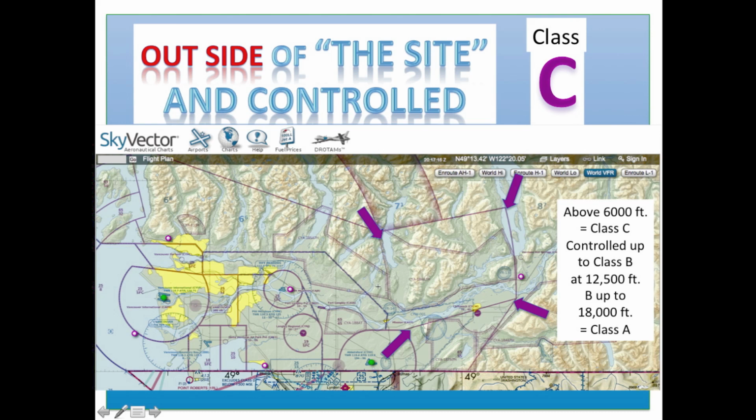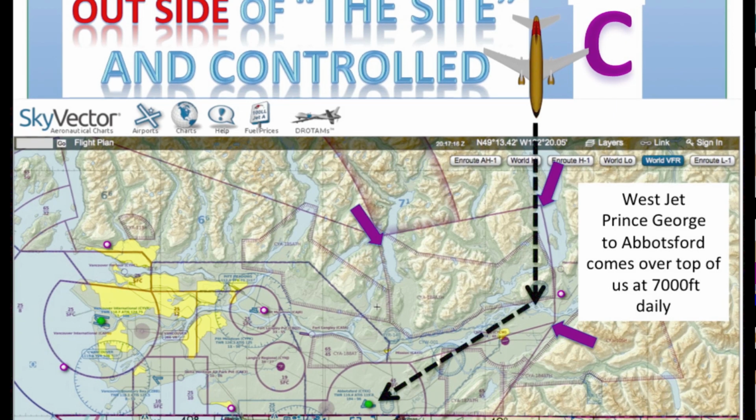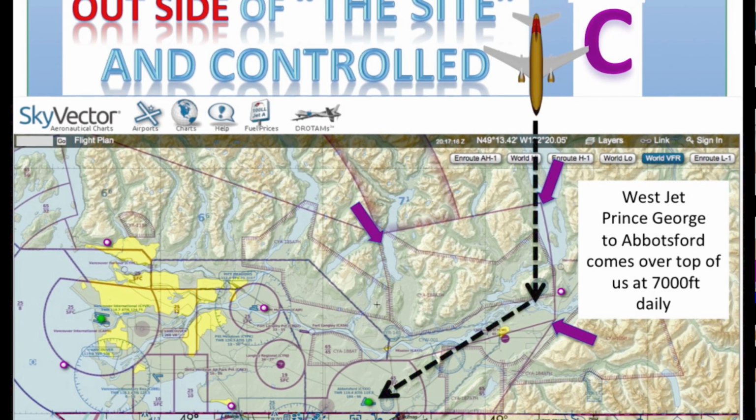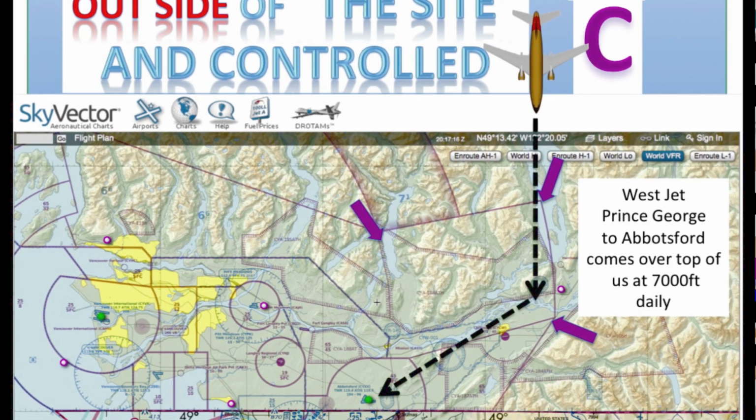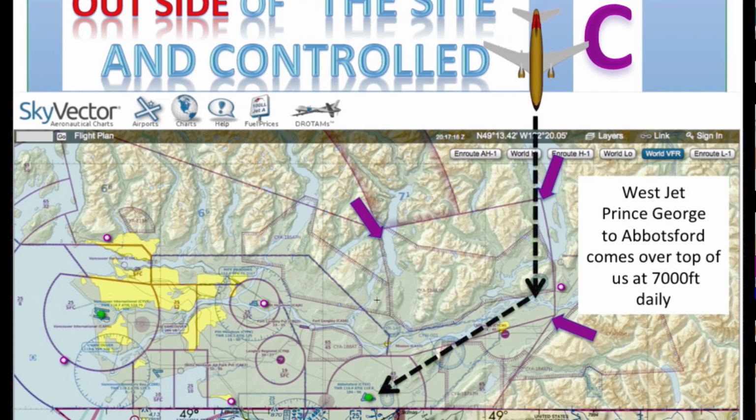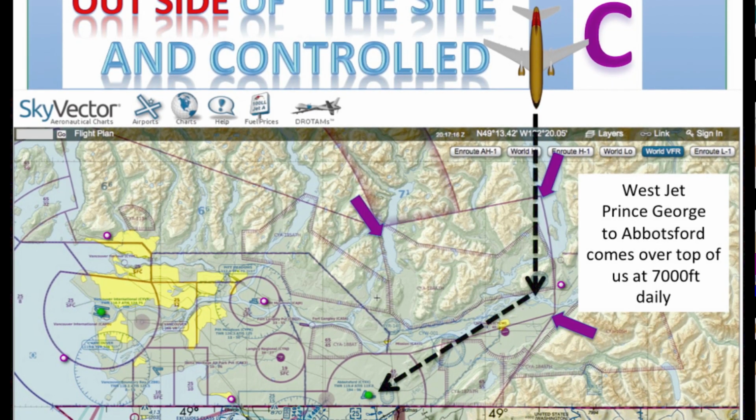Now I can hear you asking, why would they put a Class C right above our CYA? Well, ladies and gentlemen, fellow pilots, we happen to have WestJet from Prince George to Abbotsford coming right over top of us at 7,000 feet daily, right down through the valley.